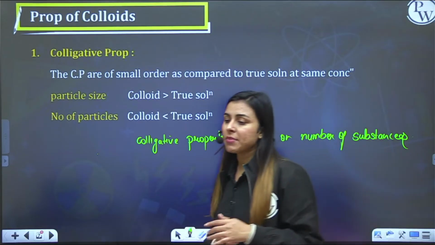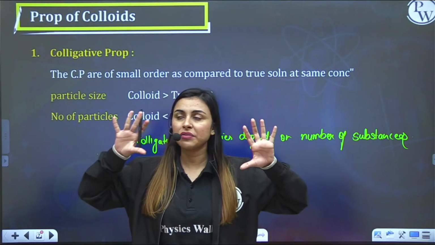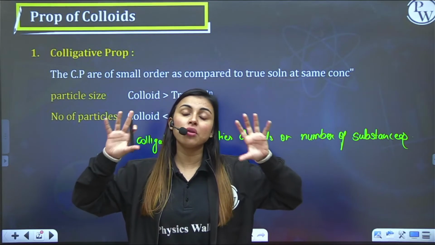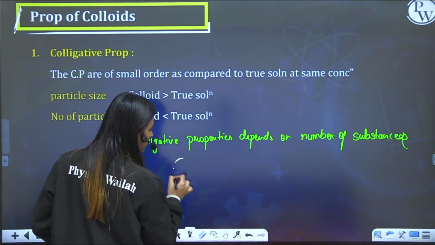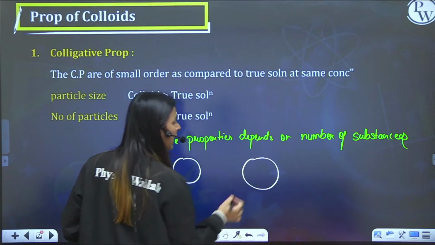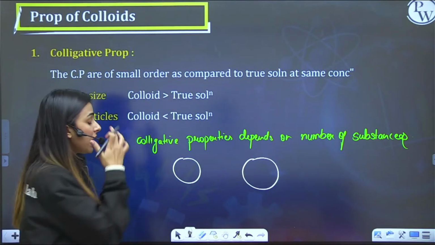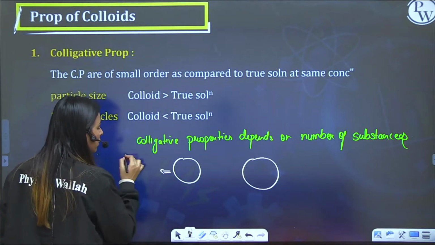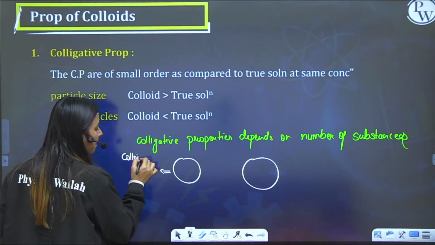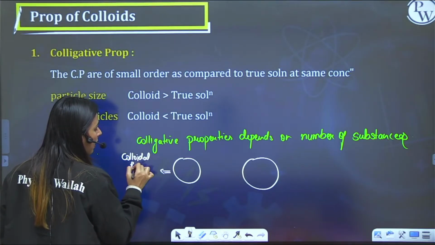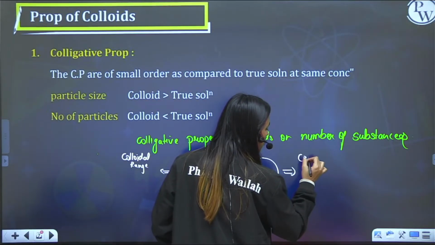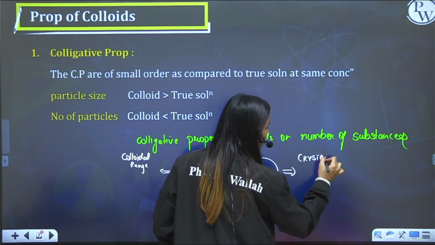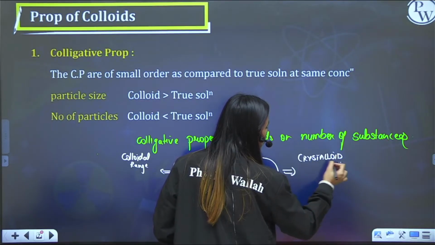Now imagine I gave you two stones of exactly same size. You have one stone here, you have one stone here, and they are exactly same size. I told you to convert it into a colloidal range, and I told you to convert it to the crystalloid range. When I talk about crystalloid, you have to understand that I am talking about the true solution range.